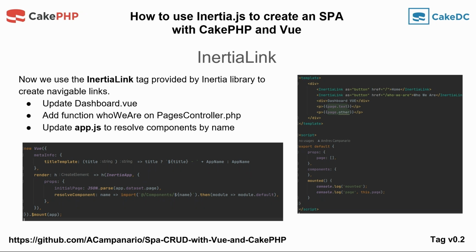Now, we use the inertia link tag provided by the inertia library to create navigable links. Then we need to update the dashboard view, add another function, who we are, in the pages controller, and update app.js to resolve the component by name.